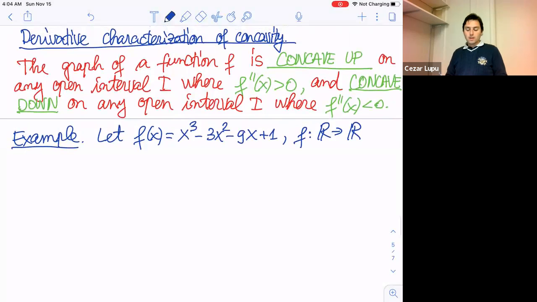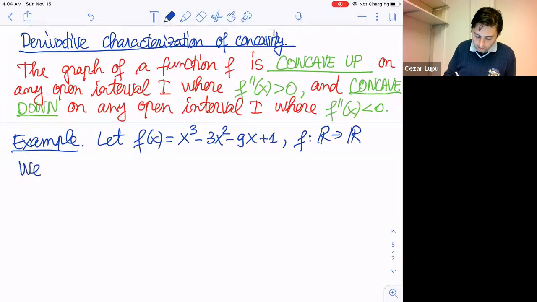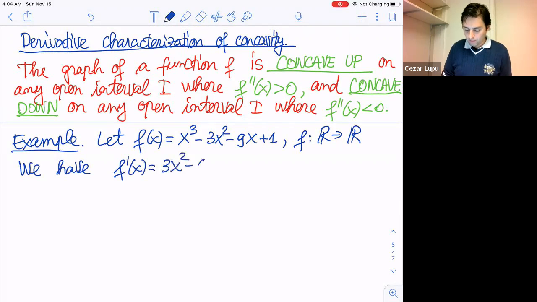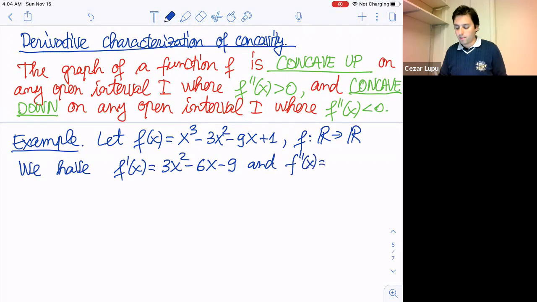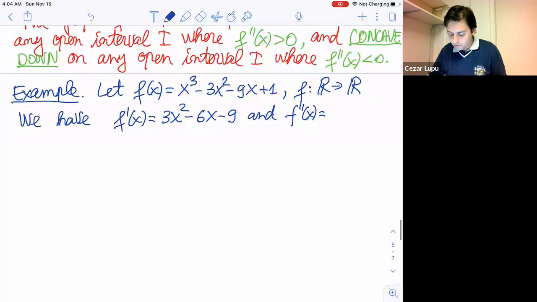Okay. So now we compute the derivative. The first derivative, f prime of x, was 3x squared minus 6x minus 9. And the second derivative, f second prime, is nothing else. Well, the second derivative is the derivative of the first derivative.